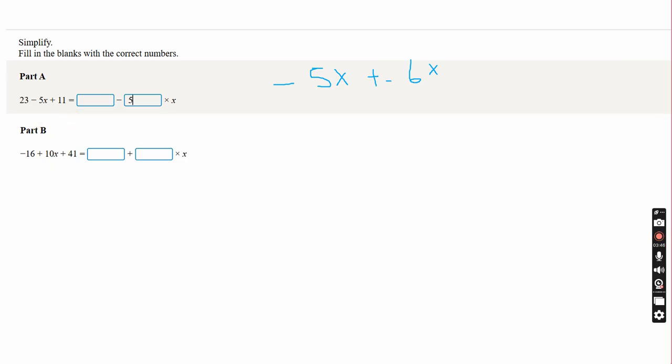The other one, 23 plus 11. So 23 plus 11, remember, they're both positive answers. So 3 plus 1 is 4. 2 plus 1 is 3. 34. There you go. Got the answer, 34 minus 5x.